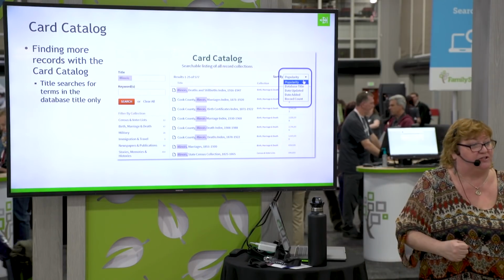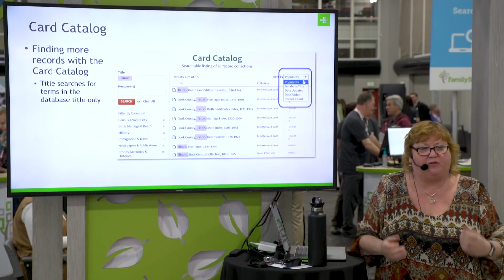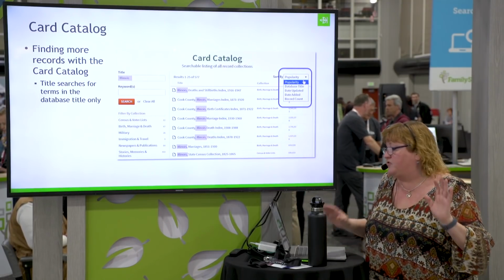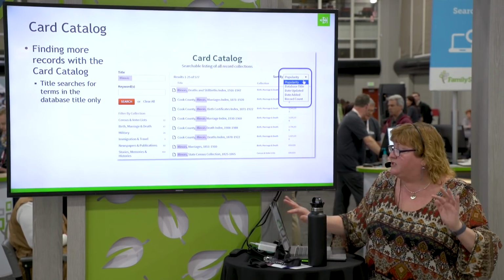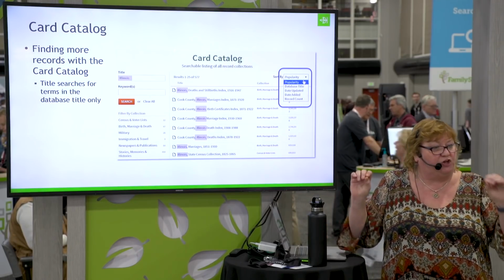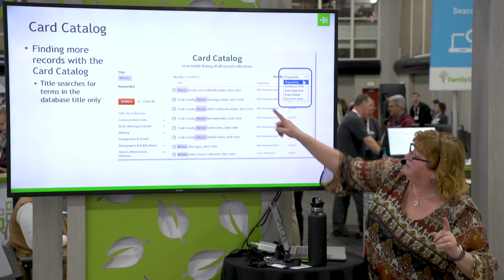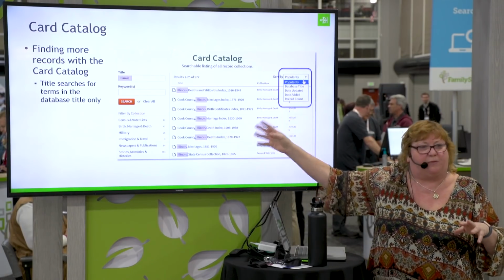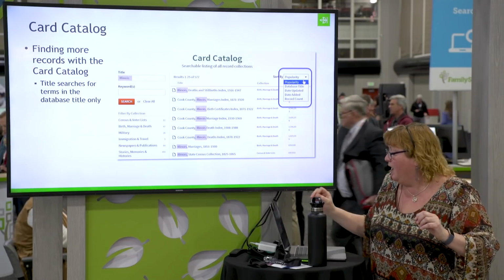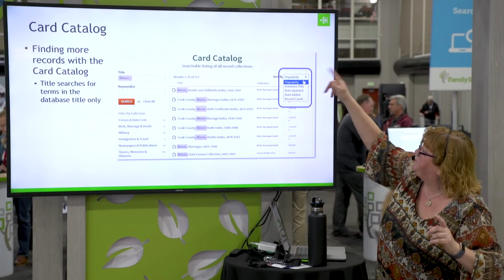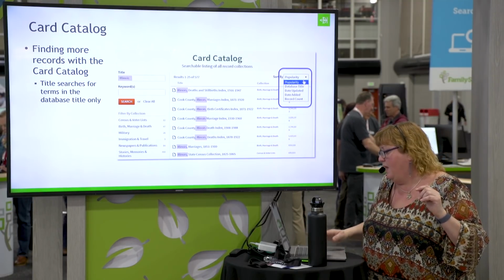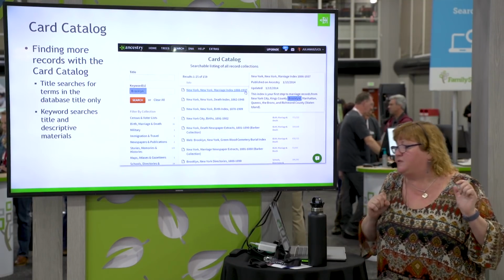Now, how do you find these treasures, right? You want to know what's out there for me. Card catalog is a great place to start. There's a couple things to know about it. When you're going to search the card catalog, if you put a term in the title field, that means it has to be in the title, okay? So it's a good way if you want to look for records from just Illinois or whatever. You can also sort here by popularity or database title, record count, all that type of thing. And then you can also search by keyword.